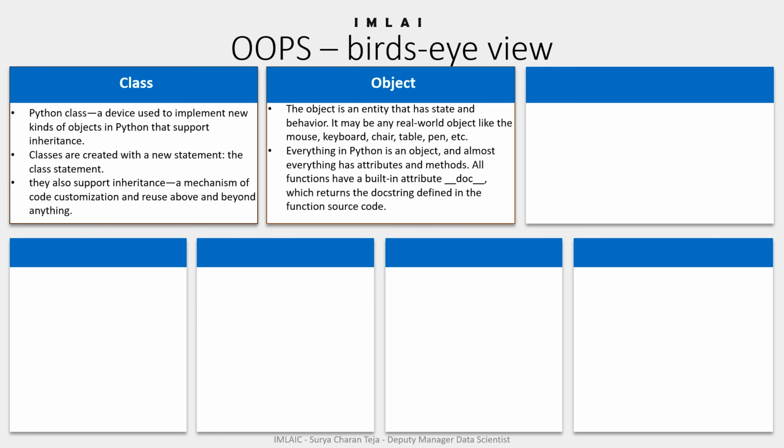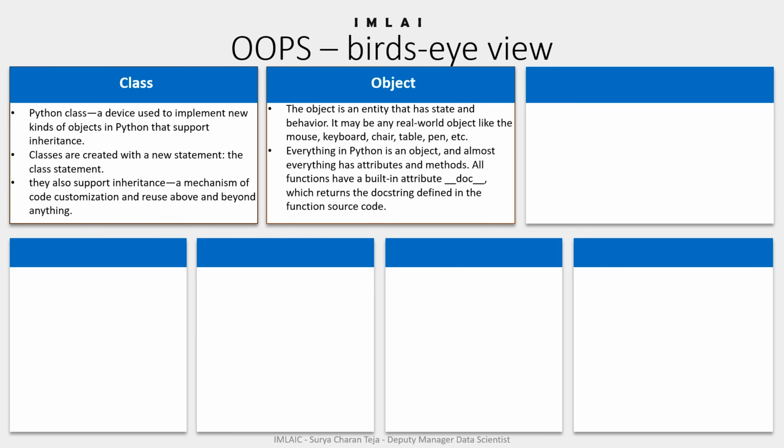Then everything in Python is an object. Everything in Python is an object. I have been repeating this like a broken tape recorder. And almost everything has attributes and methods. So all functions have built-in attributes: trailing double underscore doc, leading double underscore, which returns the doc string defined in the function source code.